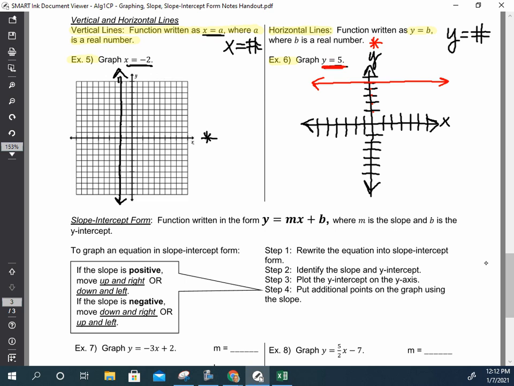Let's see. Do we draw the whole graph? Cindy, what do you mean by the whole graph? Oh, okay. So, vertical and horizontal.